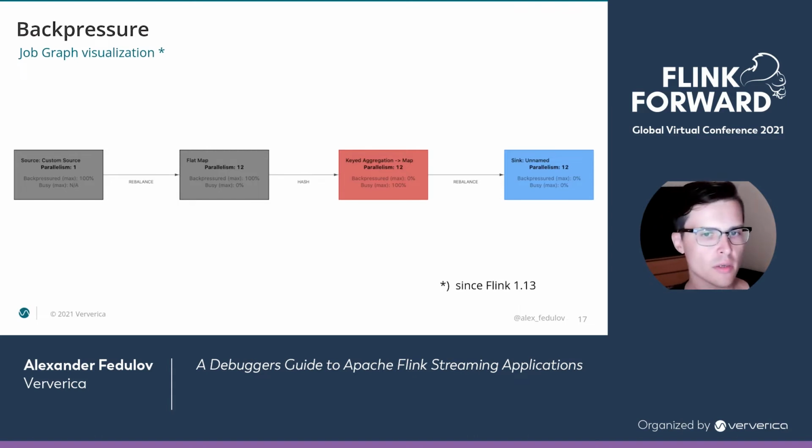And so now we can right away see that the first two operators in this job graph are backpressured. We can also spot the busy red operator downstream of the backpressured ones. And this one will most likely be the bottleneck that is the source of the backpressure.